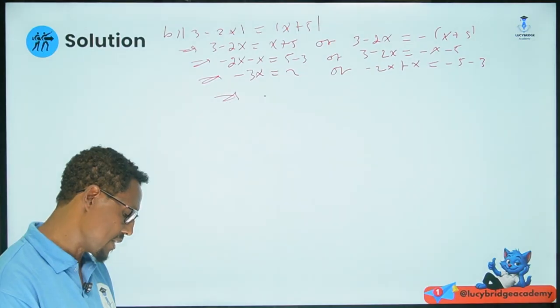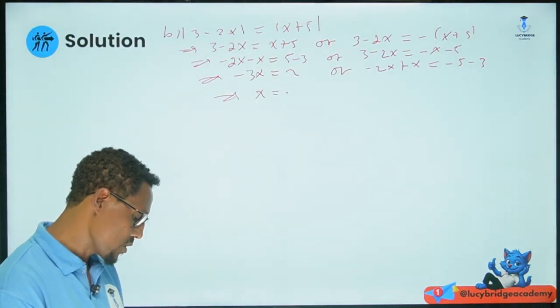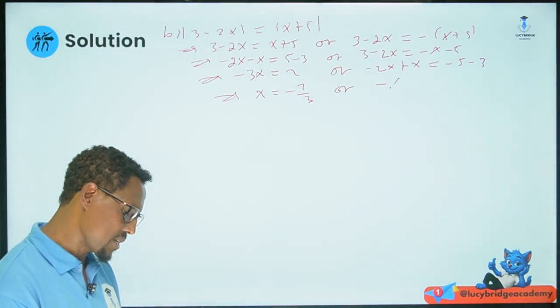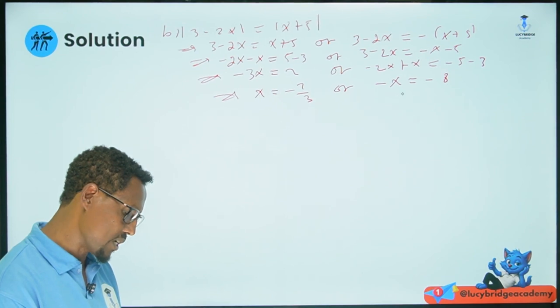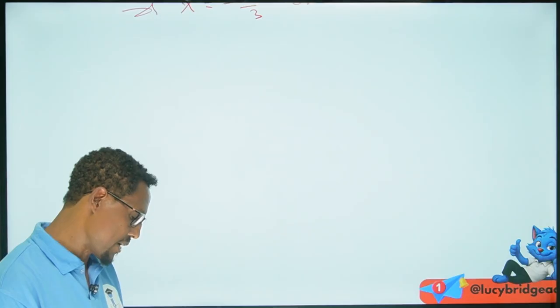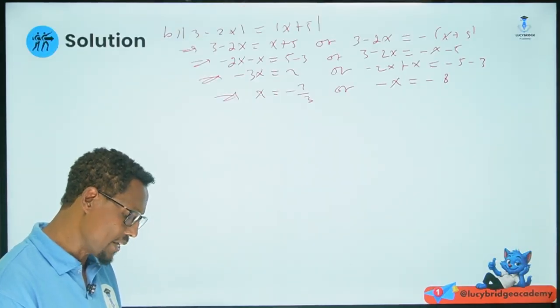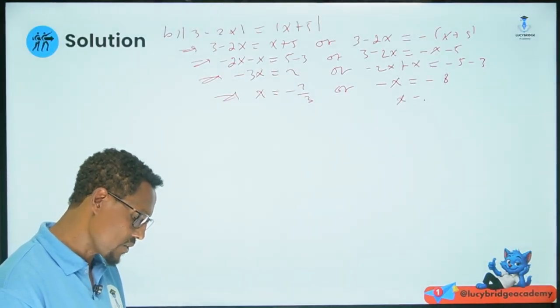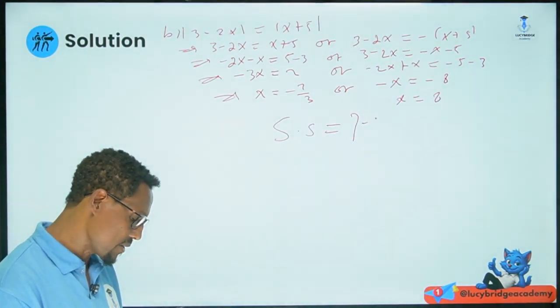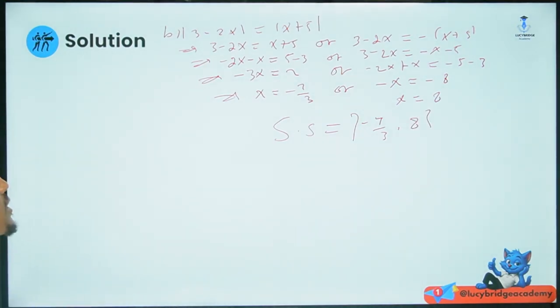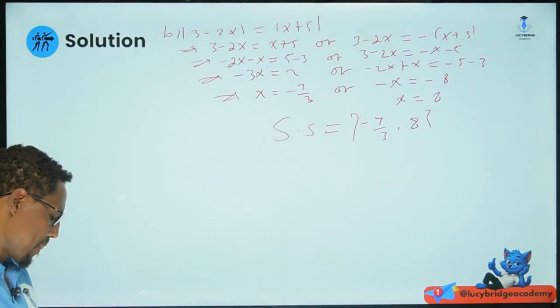Dividing both sides by minus 3, x is equal to minus 2 over 3, or minus x is equal to minus 8, which implies dividing both sides by negative 1, x is equal to 8. So our solution set is minus 2 over 3 and 8. These are the solutions. And C.